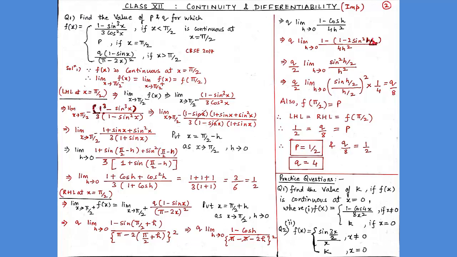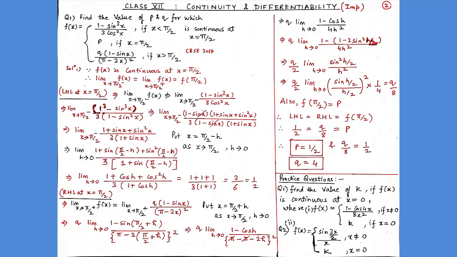Students, in this video, we will continue our topic, which is questions based on continuity. So students, our first question for today is: find the value of P and Q for which f(x) is equal to (1 minus sin cube x) upon (3 cos square x) if x is less than pi by 2, P if x is equal to pi by 2, and Q times (1 minus sin x upon pi minus 2x) whole square if x is greater than pi by 2, is continuous at x equals pi by 2.